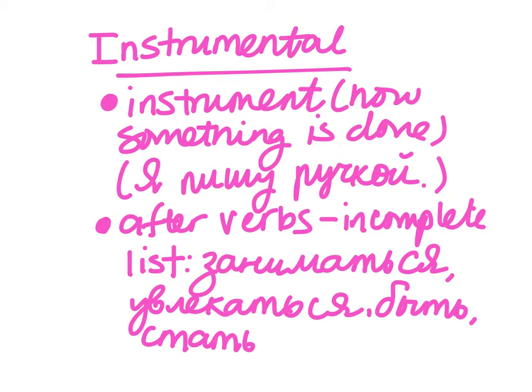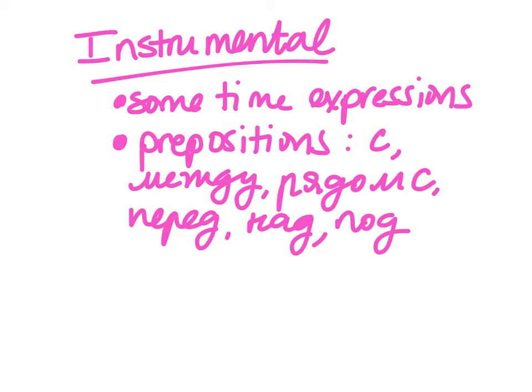We use instrumental for instrument or how something is done. What kind of instrument do we use? Like, я пишу ручкой. We use it after a lot of different verbs, and this is an incomplete list, but here are a few examples. Заниматься, увлекаться, быть, стать. And very often we'll use instrumental after reflexive verbs. It's not 100% of the time, but very often. We also use instrumental in some time expressions, like утром or весной, and with quite a few prepositions. С, между, рядом с, перед, над, под.